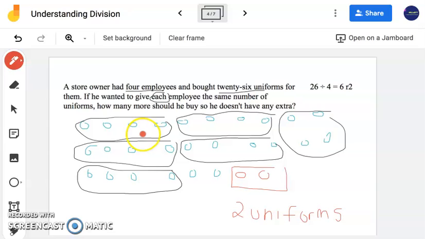Actually seeing, well, wow, we were able to create 6 groups of 4. We had 2 left over, but we want to create another group of 4. So to do that, we have to add 2 more circles, or in this problem, 2 more uniforms.